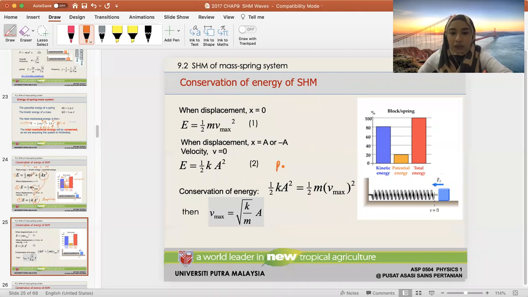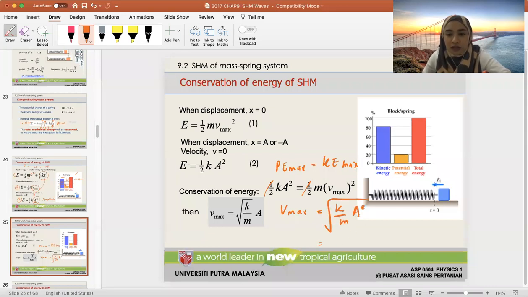I told you, the PE maximum value is equal to the KE maximum value, right? So now we know the equation for PE maximum is 1 over 2 KA squared and the KE maximum is 1 over 2 m v max squared. Now I can rewrite this as v max. We can cancel this, and then K and M, and I want to solve for this K over M. Then I have A squared and I want to square the whole thing. When I square the whole thing, I can get rid of the square for the A. So this becomes root of K over M times A. So that is my v maximum.